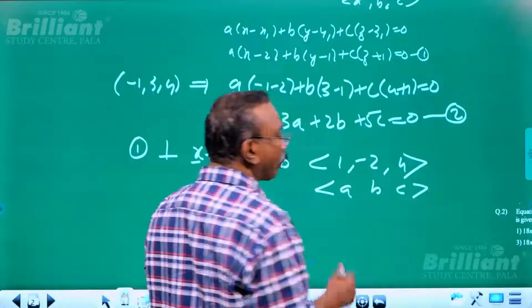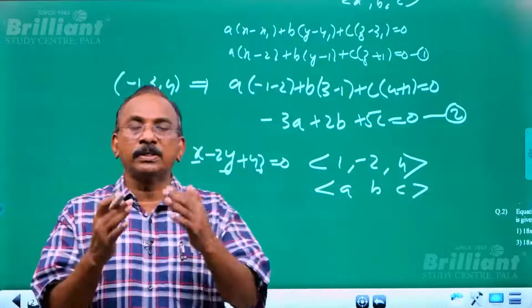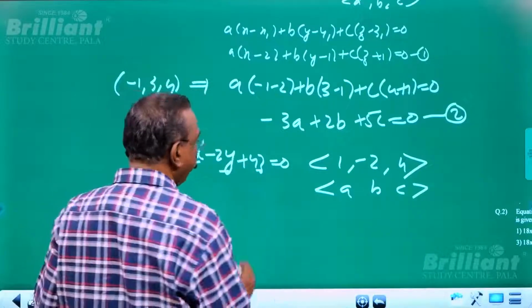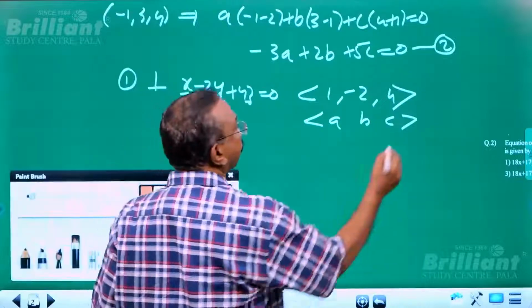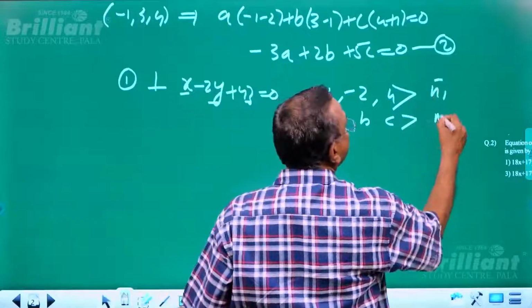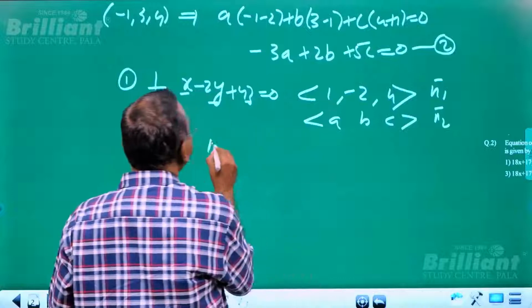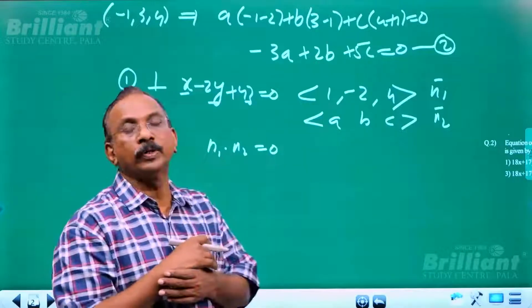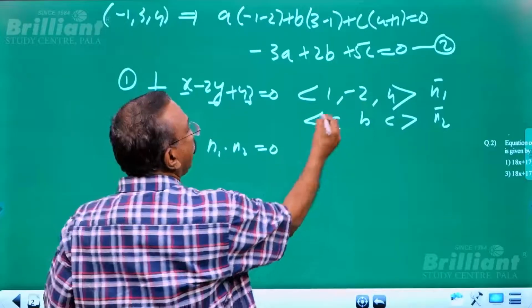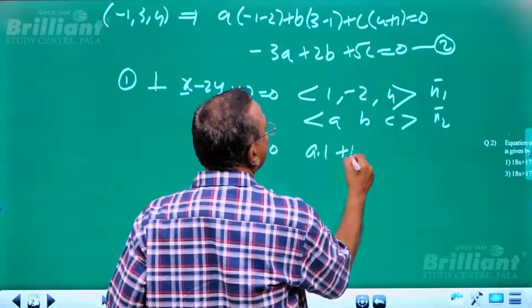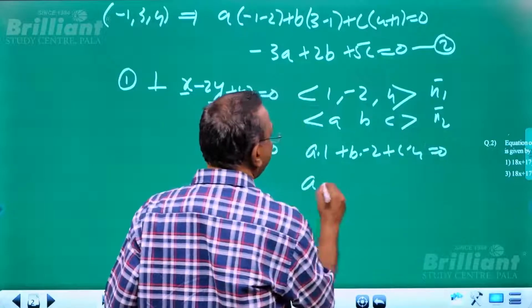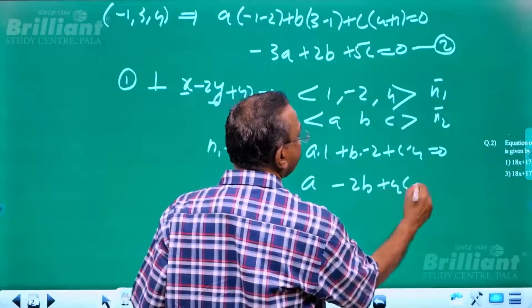And these two are perpendicular. That means the normals are definitely mutually perpendicular. Let the first one be referred to as N1 and this one N2. Then definitely N1 dot N2 is equal to 0 because they are perpendicular. The dot product should be 0. Therefore, A into 1 plus B into minus 2 plus C into 4 is equal to 0, that is, A minus 2B plus 4C is equal to 0.